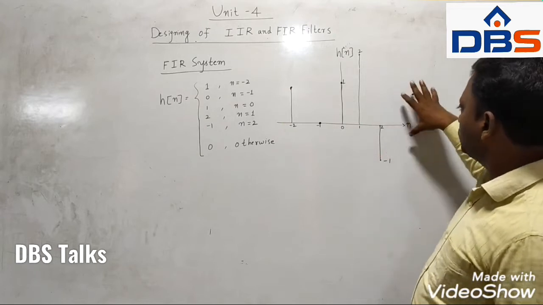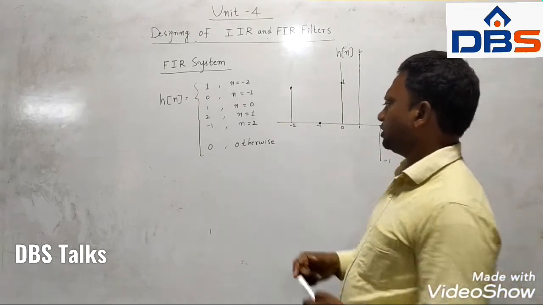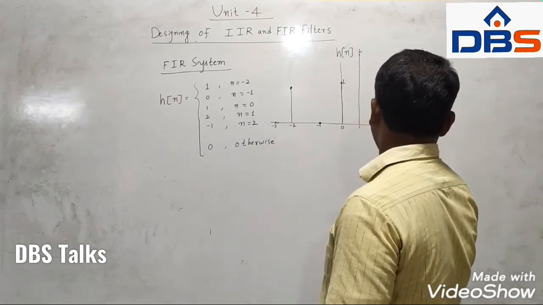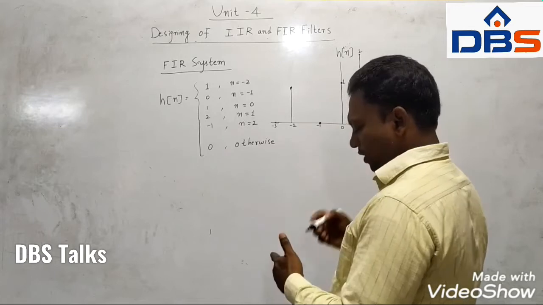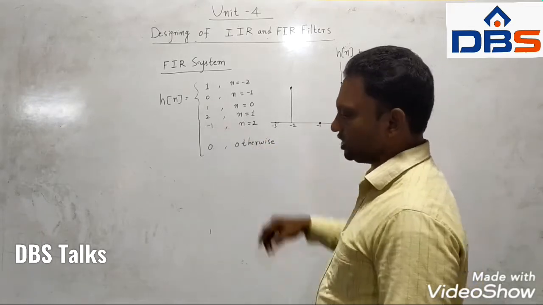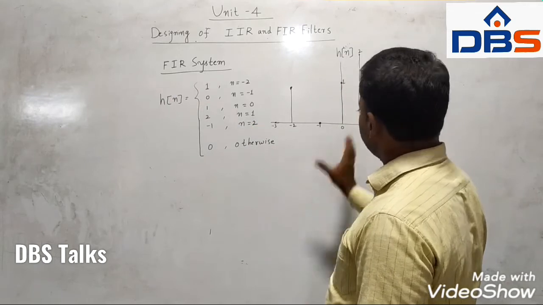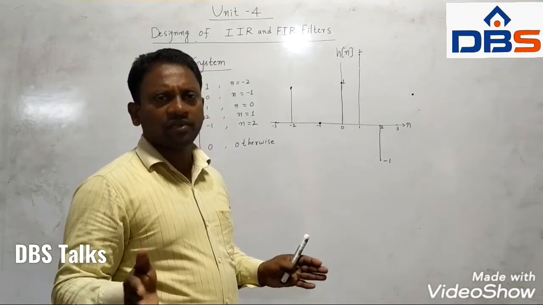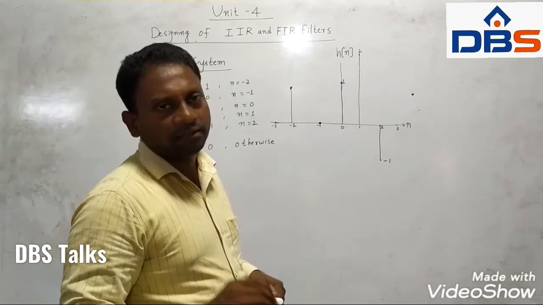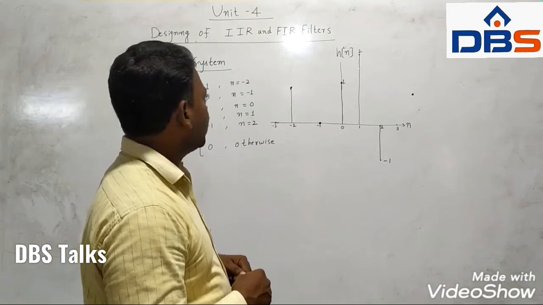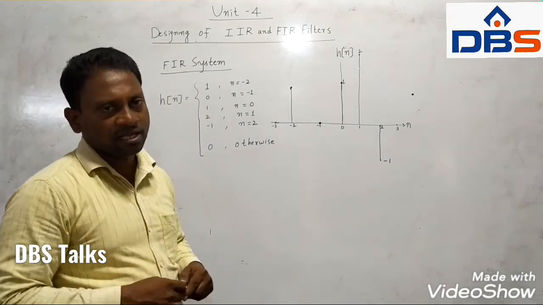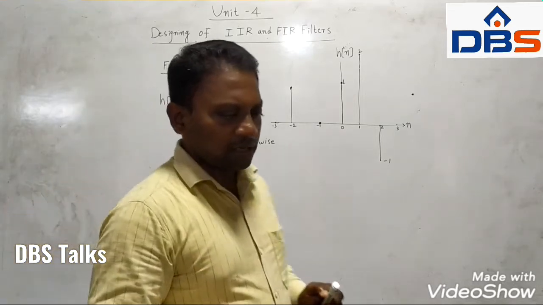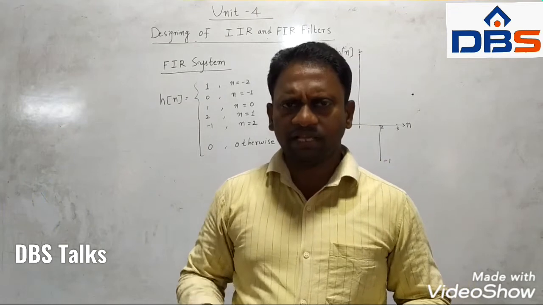So therefore h of n, after this what happens? 0 otherwise. 0 otherwise means for n is equal to minus 3, minus 4, and this side plus 3, plus 4, for all other values of n the impulse response is 0. Because this impulse response is confined to only some specific or finite values of n, that is why we call it a finite impulse response system, FIR system. This is a simple introduction of FIR and IIR filters or systems.